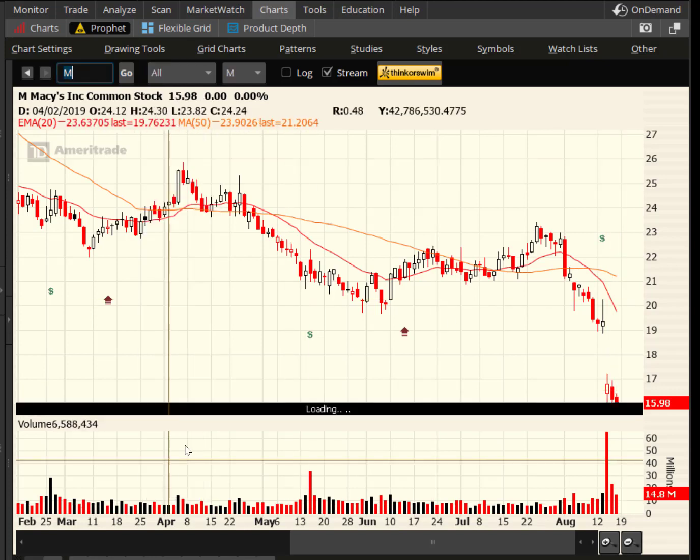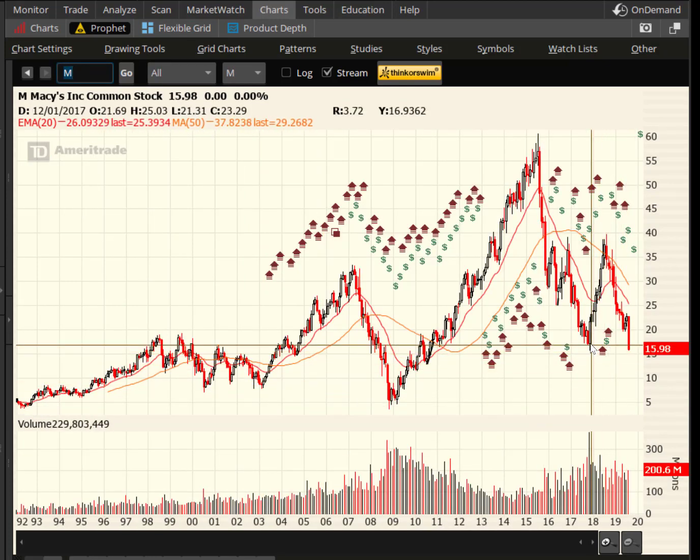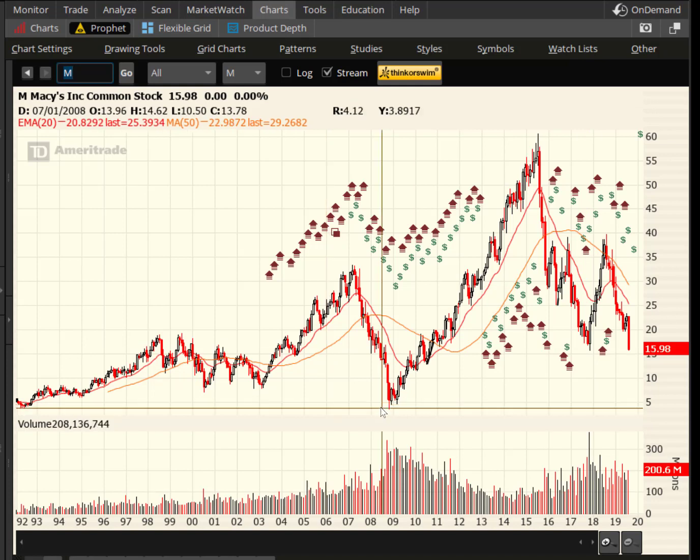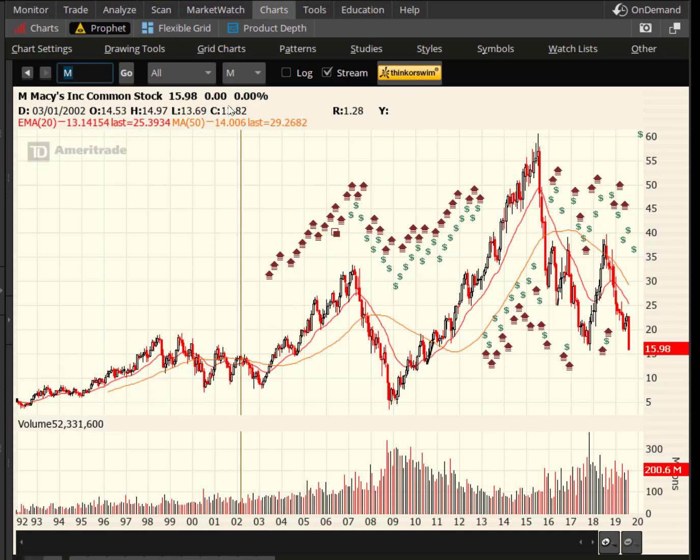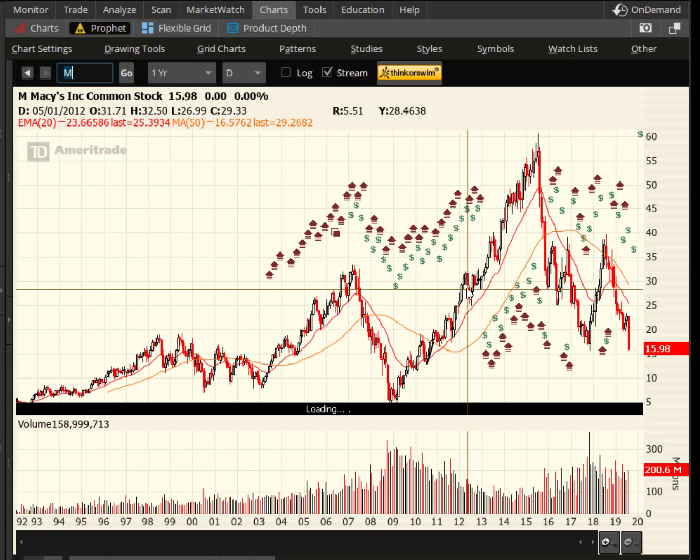If I bring in all the data on Macy's, we've taken out a monthly swing low. Now we're still in August. We haven't closed there. But if we do, the next support level is $5. I'm not saying it's going to get there, but, you know, it's only at $15.98 now. It certainly is getting cheaper by the day, by the week.